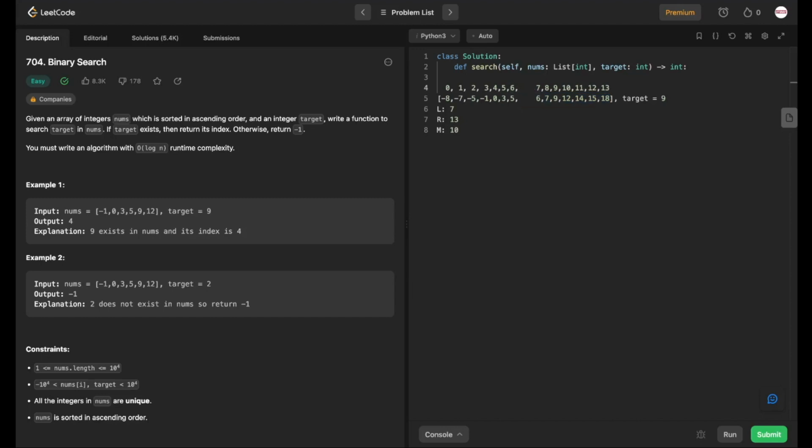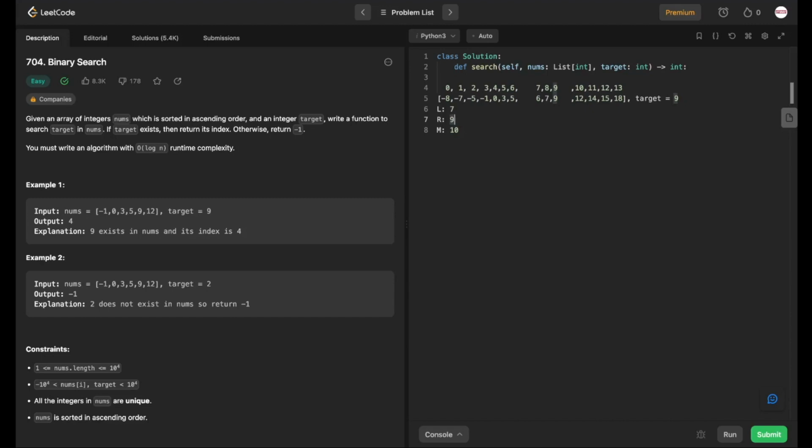Now our middle value is pointing at this 12, and since 12 is greater than our target value, we can eliminate all the values that are to the right of 12. In order to do that, we need to now update our right pointer and set it to middle index minus 1, which is 9. Now our left pointer points at 7 and our right pointer points at 9. This means that we are looking for the target value in this portion of the array.